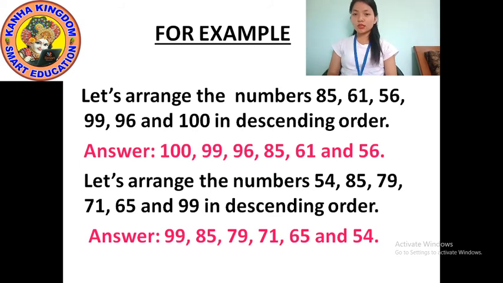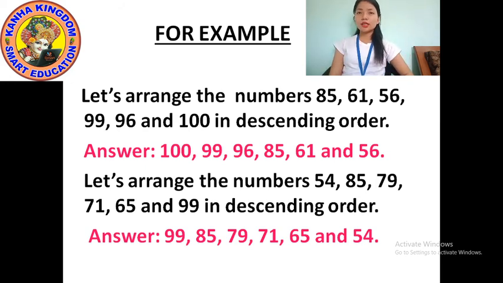Which number is the largest number in all of them? Just tell me. 100, right? Because 100 is a 3-digit number and all the other numbers are 2 digits. So 100 is the biggest number. So first you have to write 100, because 100 is the biggest number from all of them.